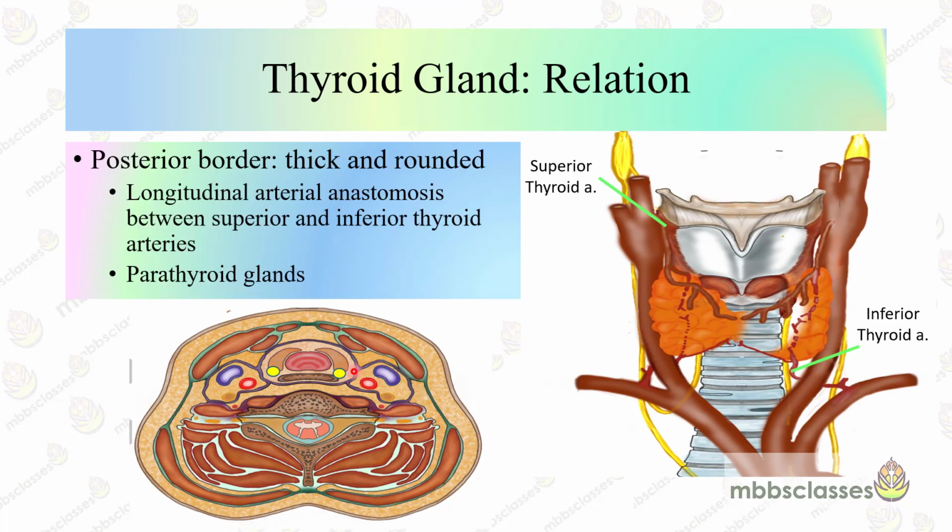The posterior border is thick and rounded, and this posterior surface is related to the longitudinal arterial anastomosis between the superior and inferior thyroid arteries and also the parathyroid gland. So this is the exact location of the parathyroid gland on the posterior border of the thyroid gland, and this dotted line is showing the anastomosis between the superior thyroid artery and inferior thyroid artery. So on the posterior aspect of the thyroid gland, we get the anastomosis between the superior and inferior thyroid arteries.